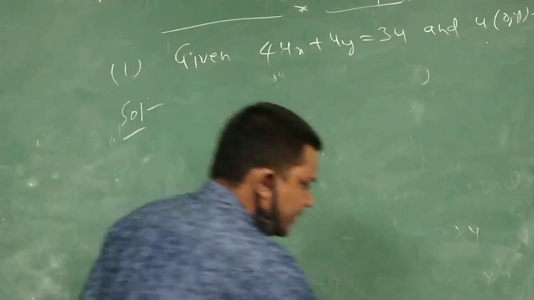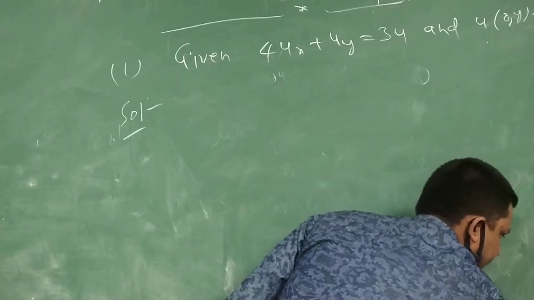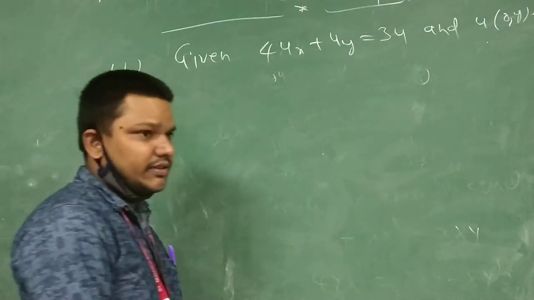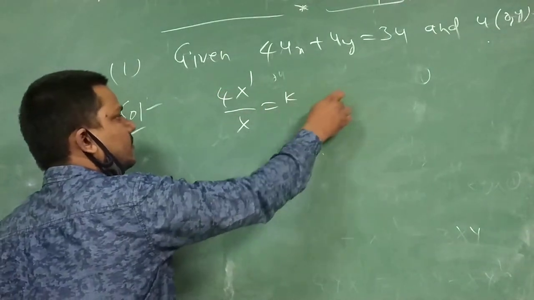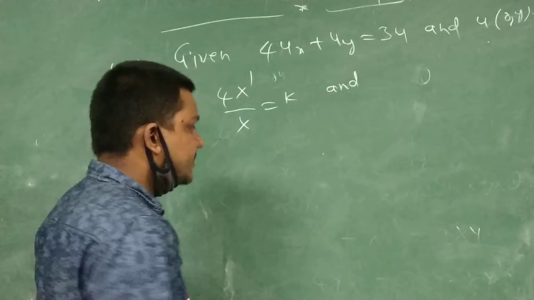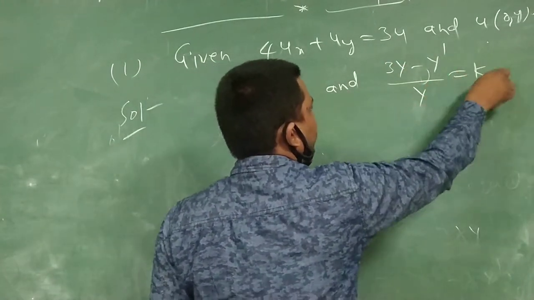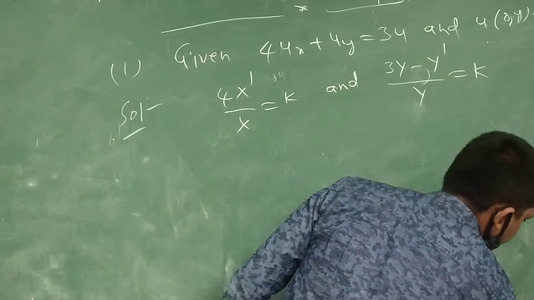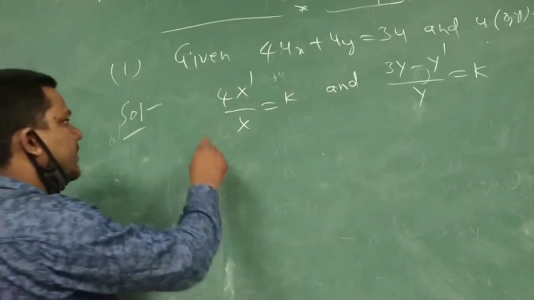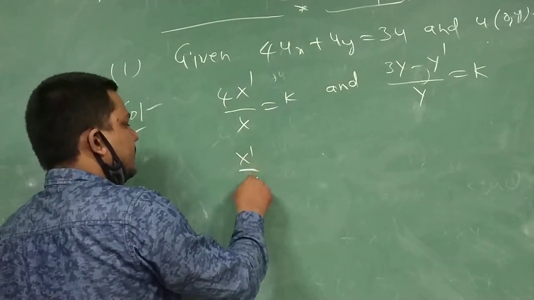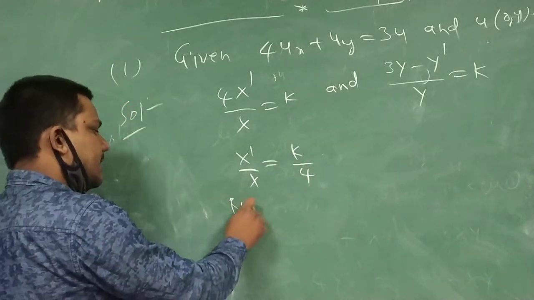You see here, equate it to some constant k. So what are the two relations possible here? 4 x dash by x is equal to k, and the other relation is 3y minus y dash by y is equal to k. From the first equation we can get x values, and from that we can get y values.